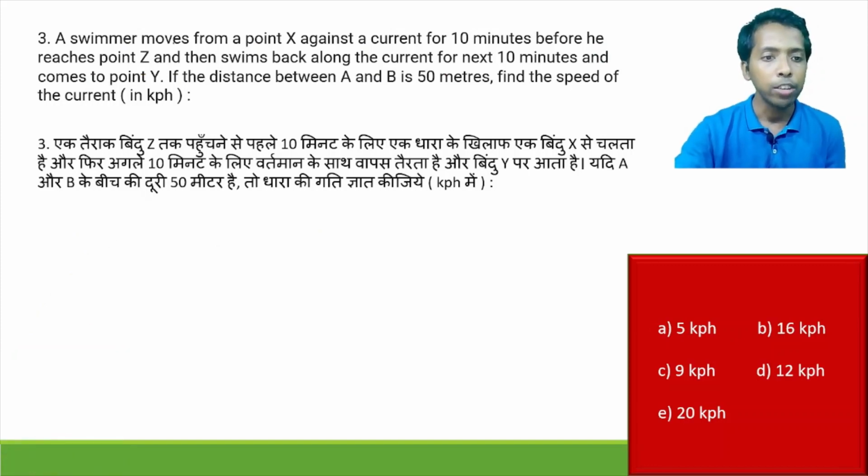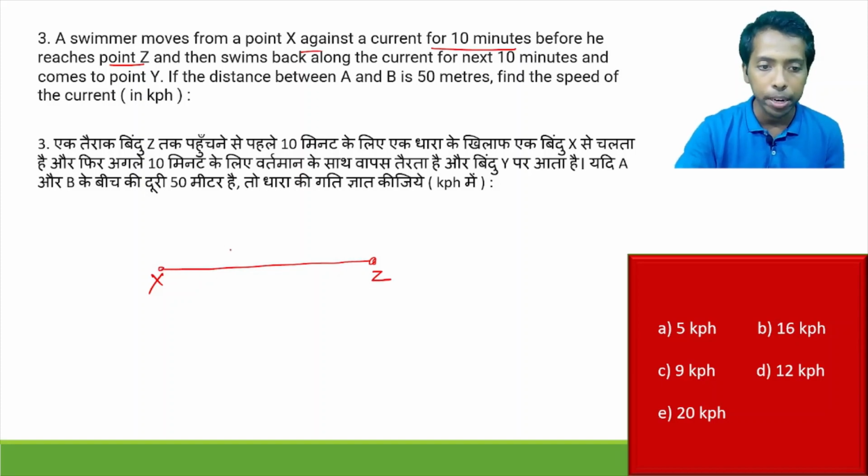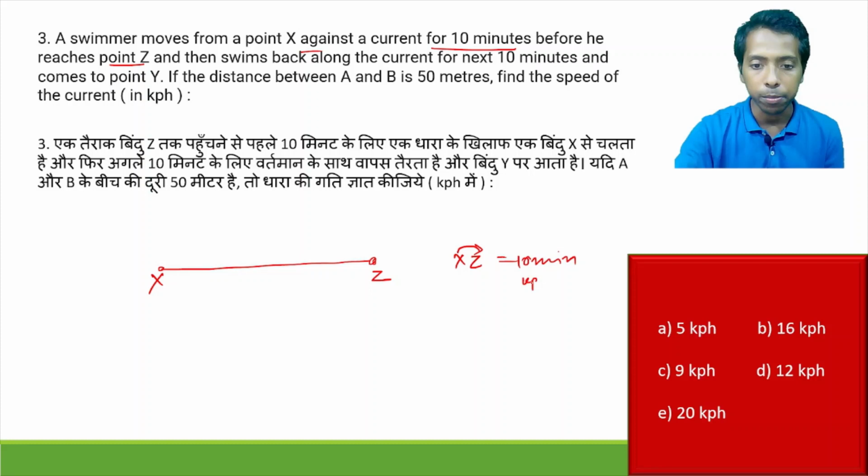A swimmer moves from point X against a current for 10 minutes before reaching point Z. So from X, this is the movement to point Z, and this is for 10 minutes. That is 10 minutes upstream, right? And swims back along the current for the next 10 minutes and comes to point Y.